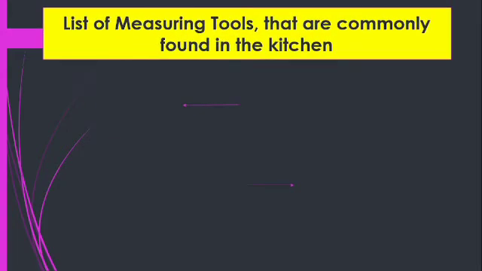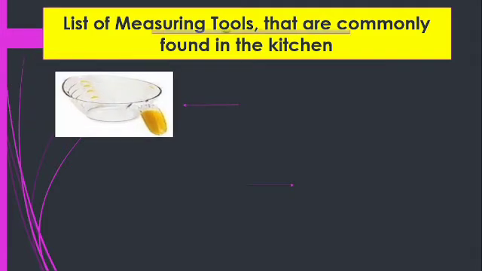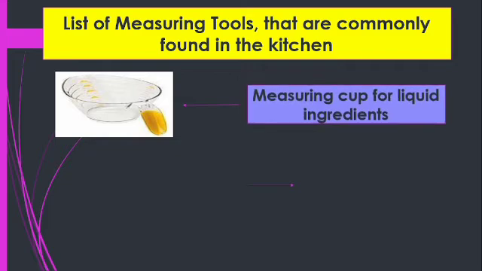List of measuring tools that are commonly found in the kitchen. First, measuring cups for liquid ingredients are commonly made of heat-proof glass and transparent so that the liquid can be seen.